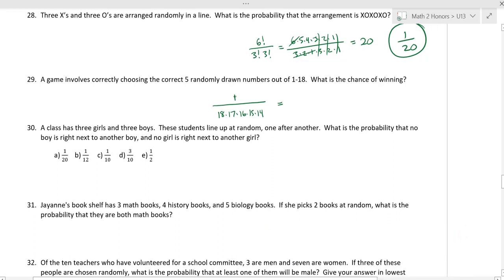But actually there's only one way if the order didn't matter, and I did this as if order mattered, so I need to divide this by 5 factorial because we're treating it like order does not matter. So it's going to be, once I simplify all that denominator part, we're going to get 8,568.